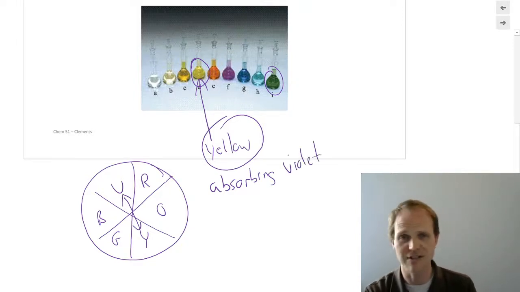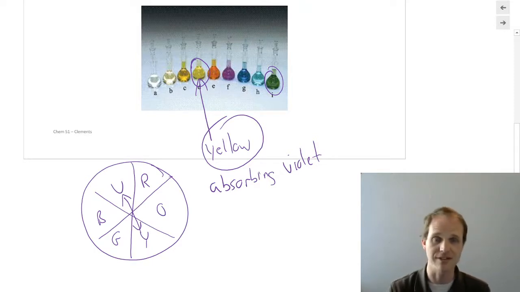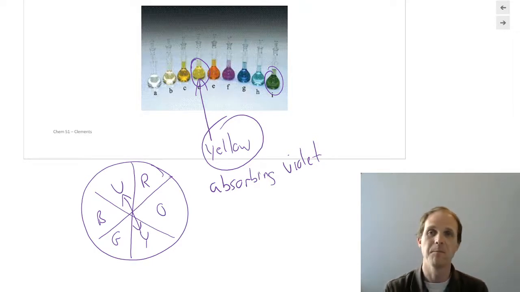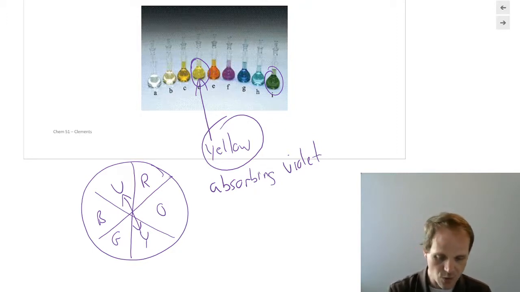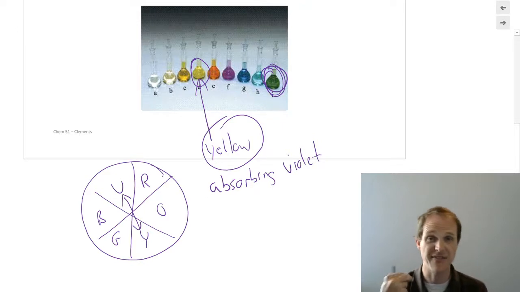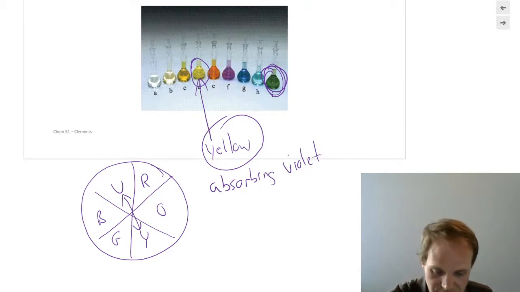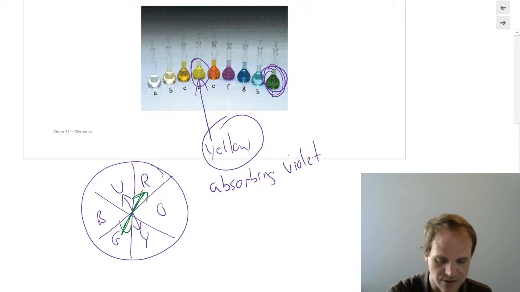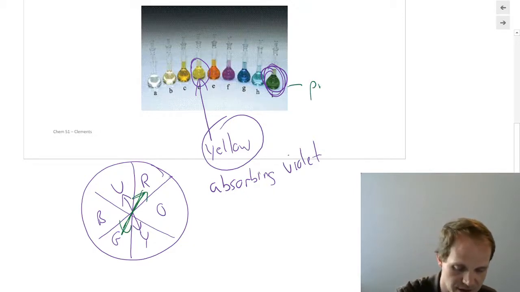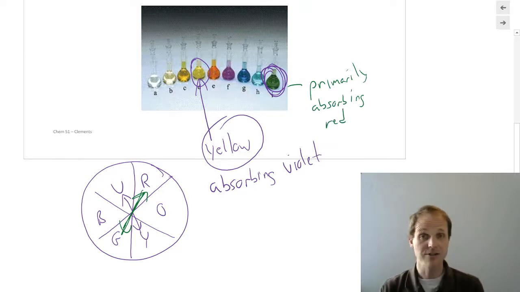Now, that's not the only thing it's doing. It's absorbing other colors in different proportions too, and that's how we get so many different colors out there, right? There's not just 6 colors in the world. But the primary thing it's going to be doing is absorbing somewhere in the violet. Whereas this green solution here, by the fact that it's green, means the green is hitting my eye, which means the solution's not absorbing any green. It's letting all the green through. What's it primarily doing? For a green solution, it's primarily absorbing the thing across from green, which is the red. So my green solution here is primarily absorbing red.